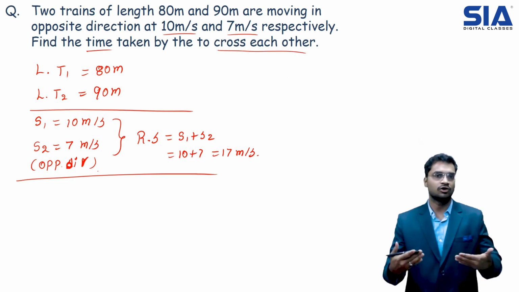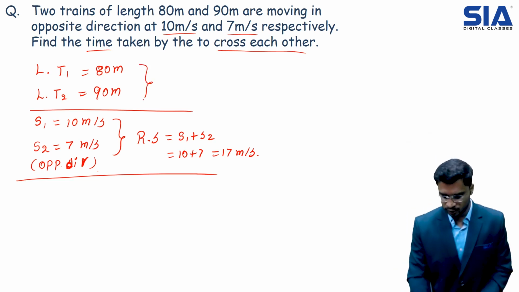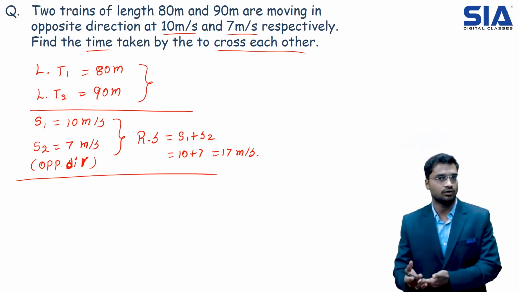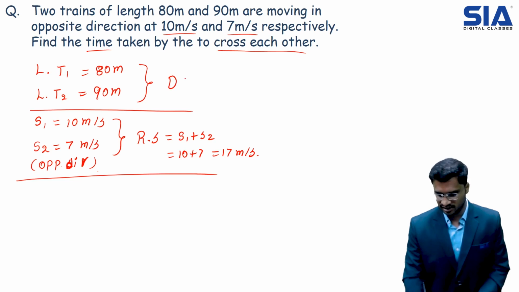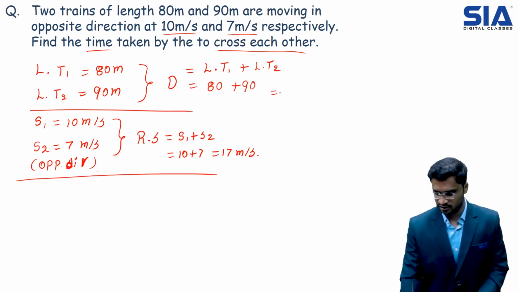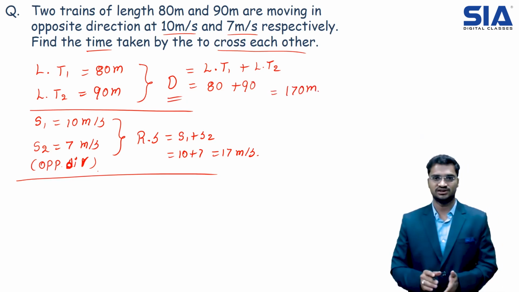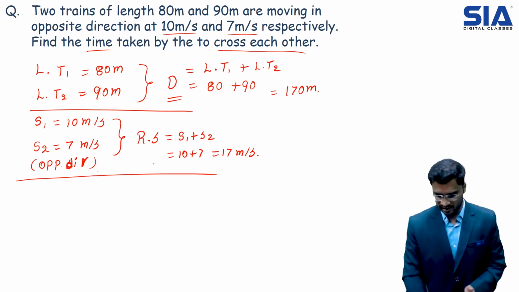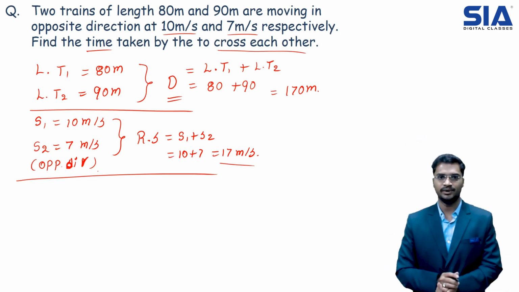So train 1 is crossing train 2. Whenever two trains are crossing each other, I said that the distance will become the length of train 1 plus length of train 2. So the length of train 1 is 80 and the length of train 2 is 90. So our distance is 170 meters. So I have found the value of distance. D is 170 and relative speed is 17 meters per second.